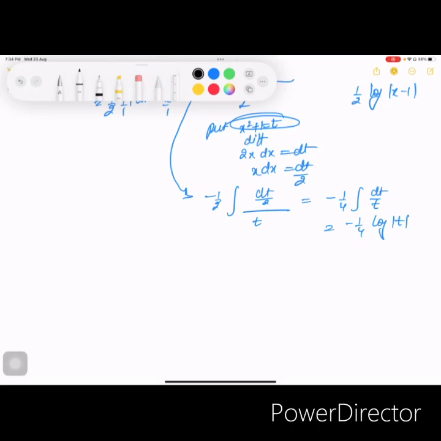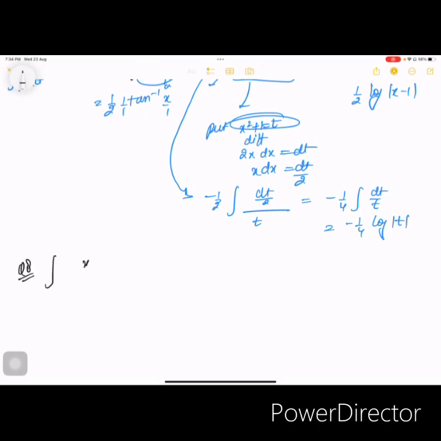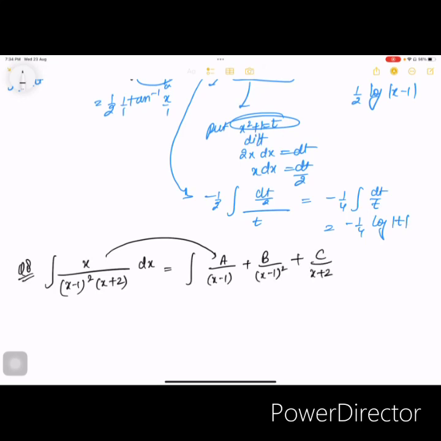In the next question we have x upon (x minus 1) whole square (x plus 2) dx. So its partial fraction will be a upon x minus 1, b upon (x minus 1) whole square, and c upon x plus 2. That means firstly we write the power 1, then its power 2, then we write the next factor.